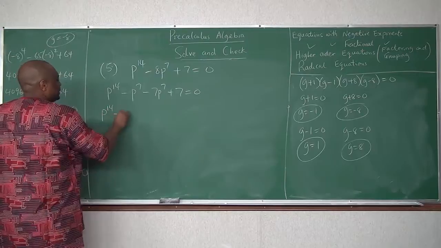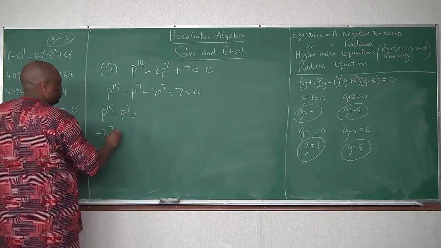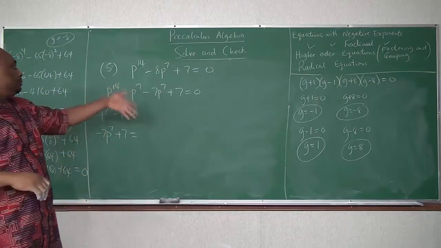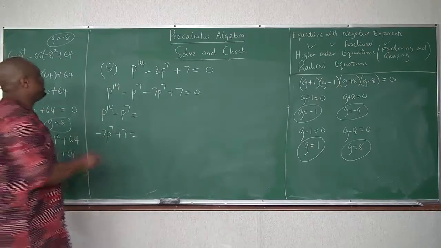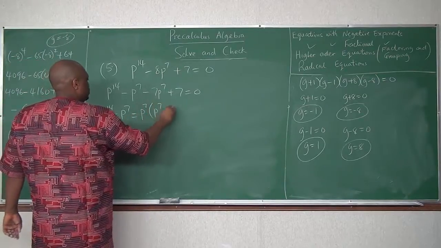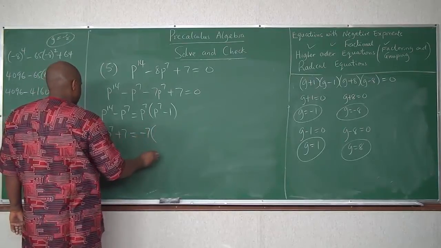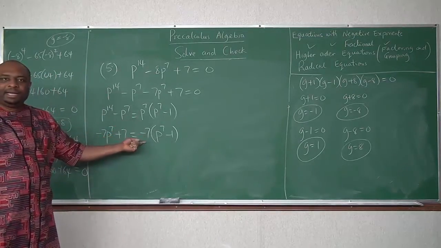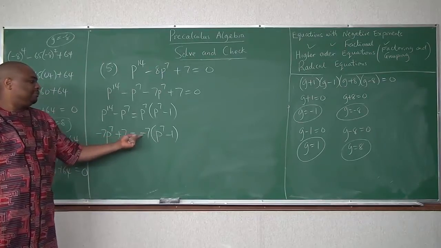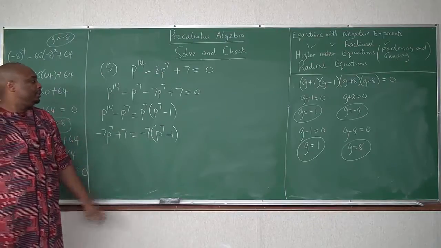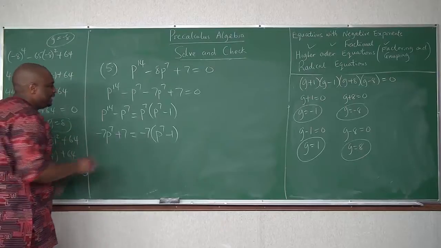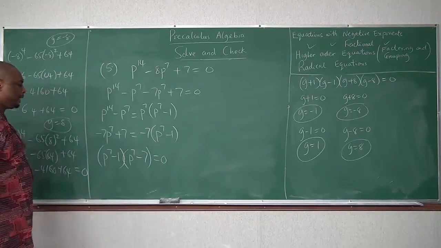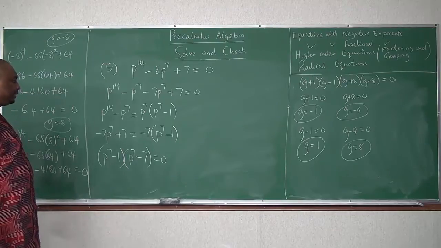So this is p to the 14 minus p to the 7. You see why the video on factoring quadratic trinomials and quartic trinomials is very important. That is the same method I'm using. So this is p to the 7 times p to the 7 minus 1, and this one is negative 7 times p to the 7 minus 1, because negative 7 p to the 7 divided by negative 7 is p to the 7, then plus 7 divided by negative 7 is minus 1. So p to the 7 minus 1 times p to the 7 minus 7 is equal to 0. So we use the zero product property.